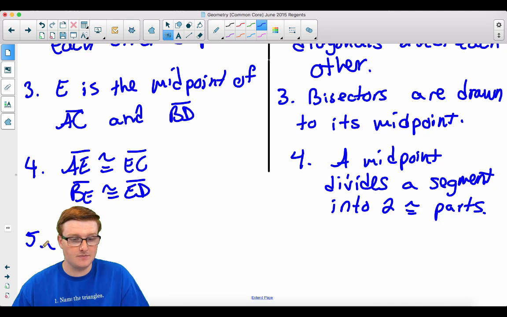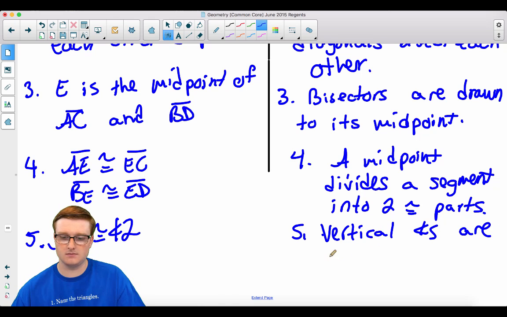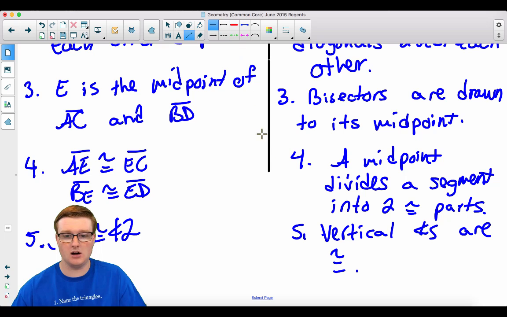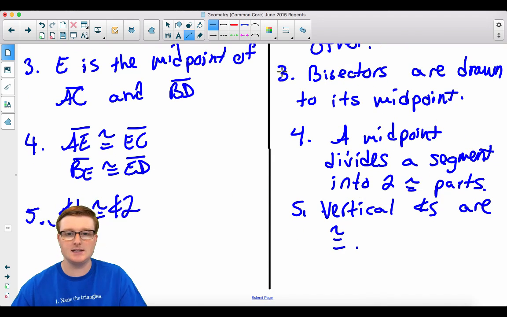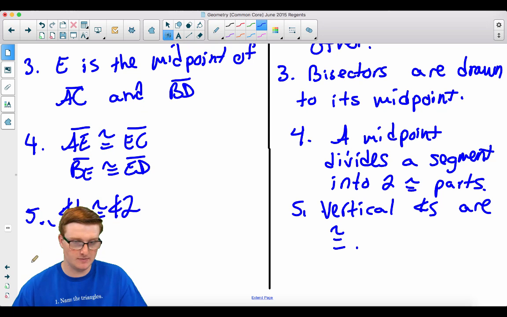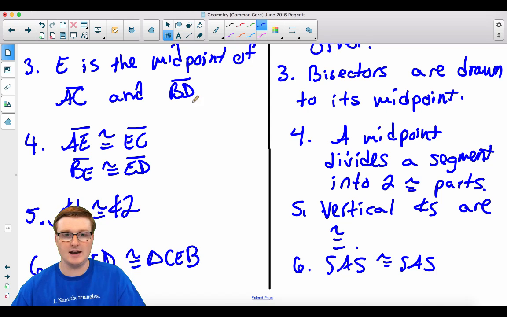Now, number 5, now we just proved 2 sides congruent. Now I'm going to say that angle 1 is congruent to angle 2. Your reason is vertical angles are congruent. And we are almost done. One more step, and we will call it quits for this question. Number 6, we're going to say that triangle AED is congruent to triangle CEB. And your reason is side angle side is congruent to side angle side.